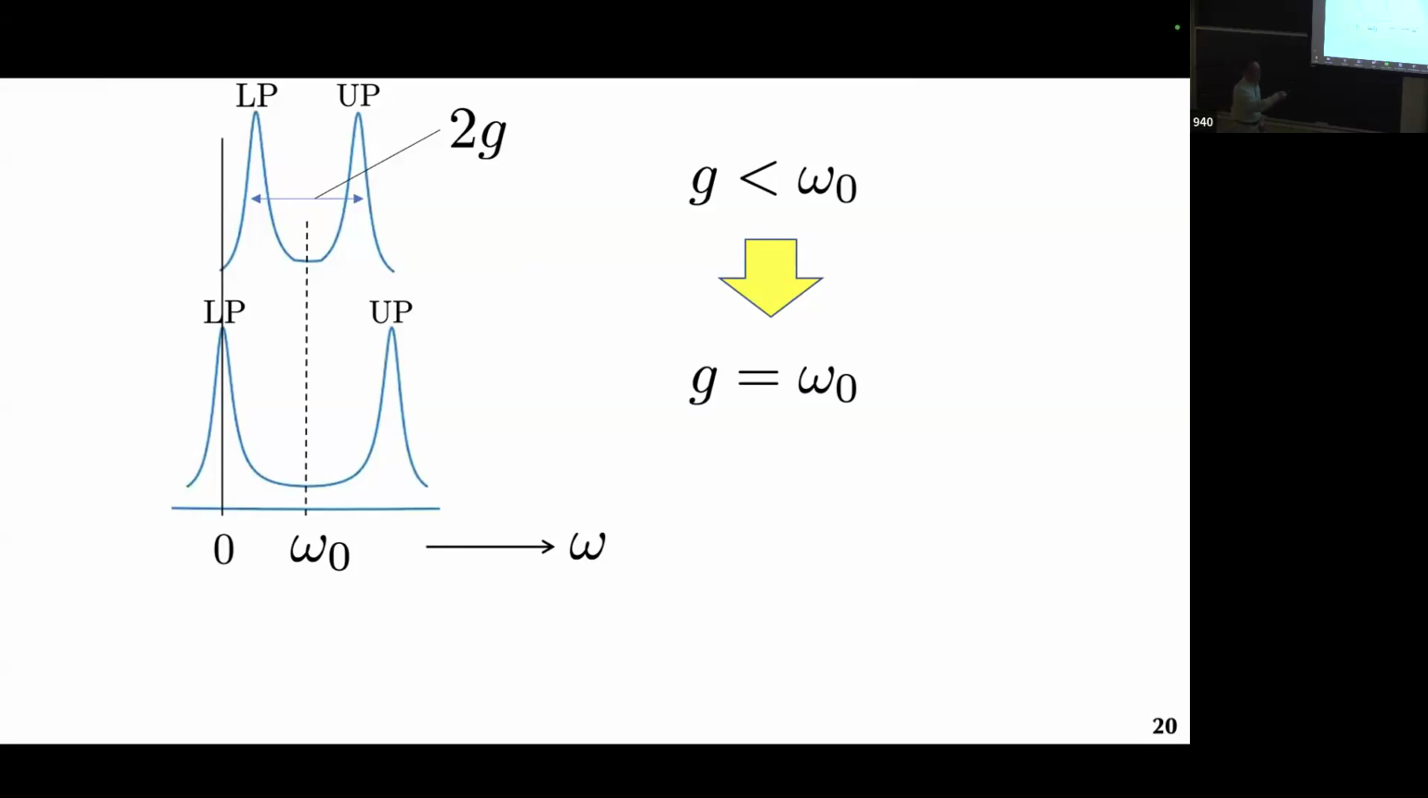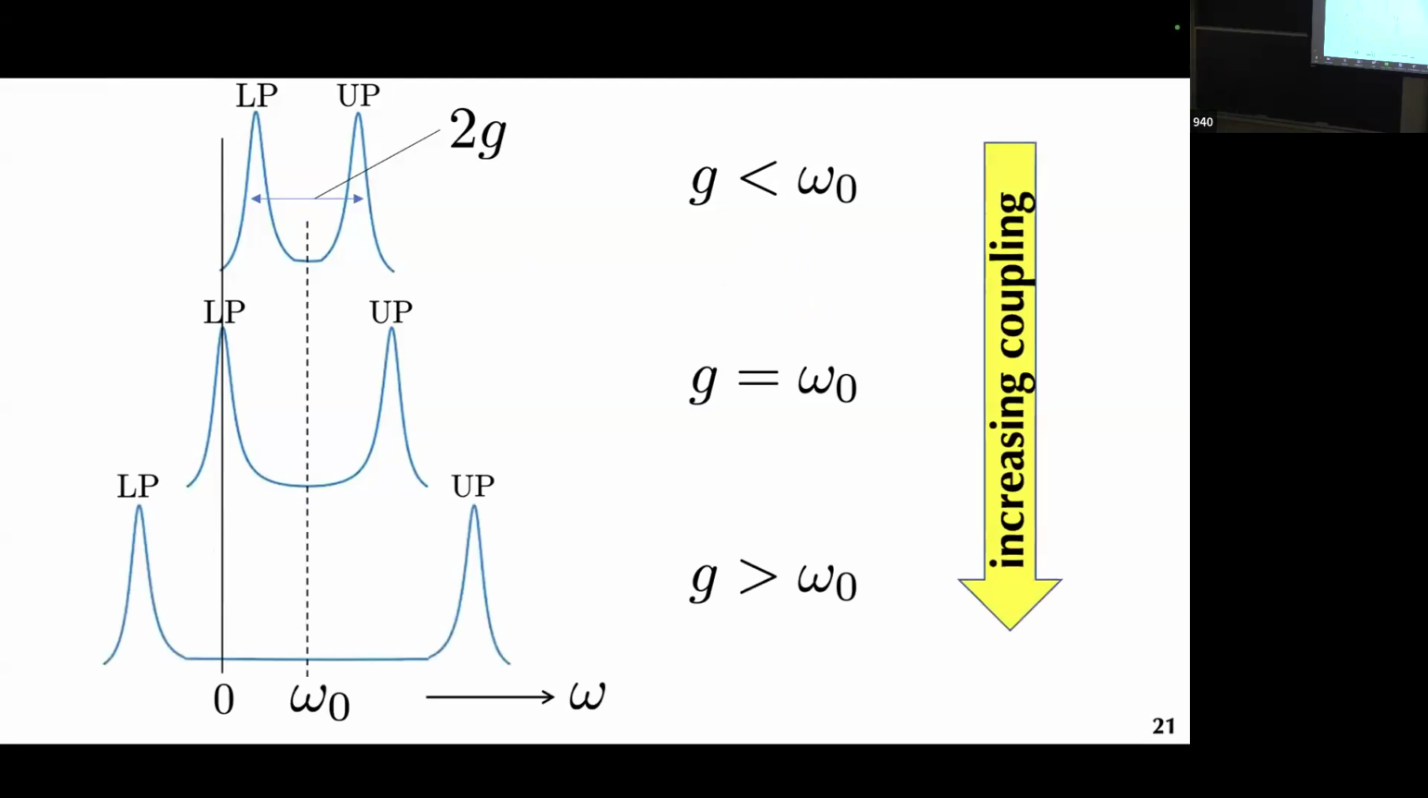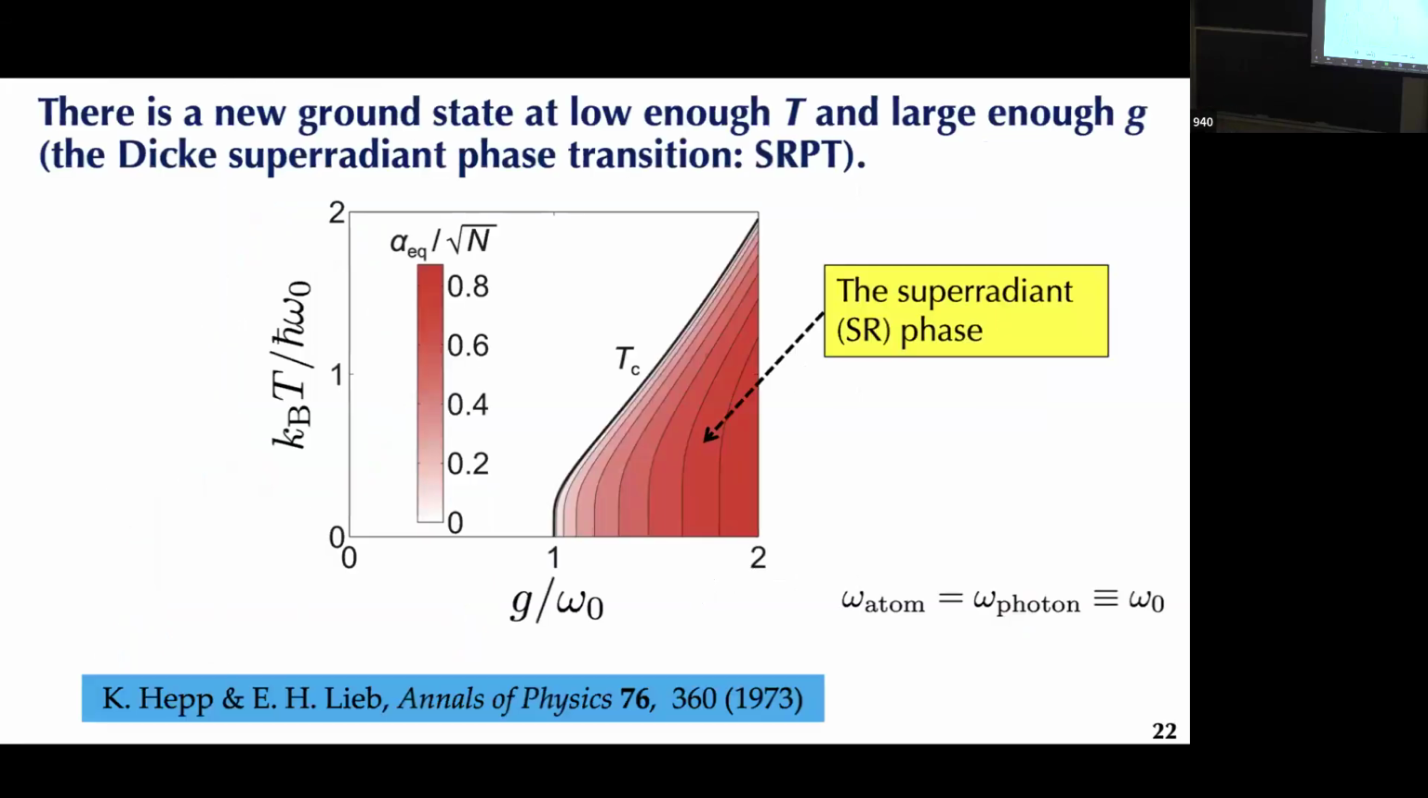So at this critical light matter coupling strength, the energy of the lower polariton becomes zero, and if you keep increasing the light matter coupling strength, when G becomes larger than omega naught, the frequency of the lower polariton becomes negative, which is impossible. This means that the simple theory breaks down. So there's an instability in the system in terms of light matter interaction.